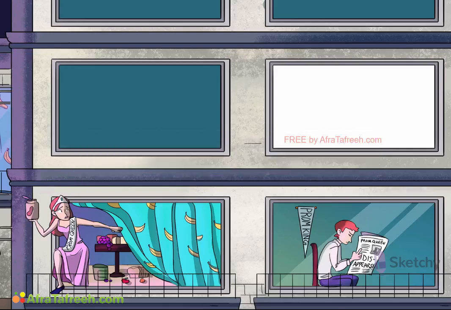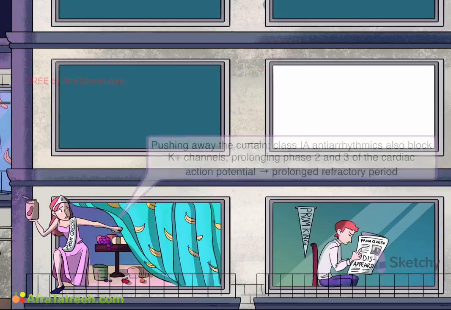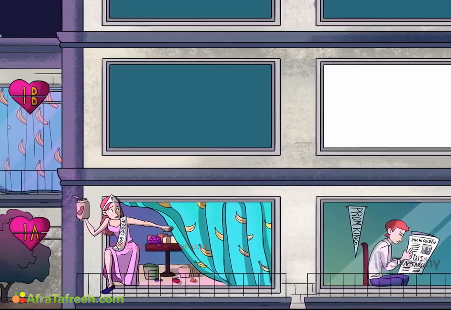Also, take another look at the curtain being lifted by the prom queen. Remember that this curtain represents the potassium current present during the plateau and repolarization phases. Well, besides blocking sodium channels, type 1A antiarrhythmic drugs also block these potassium channels, allowing the myocardium to be depolarized for longer. Just like the curtain getting pushed aside by the queen, this inhibited potassium current causes a prolongation of the action potential, which means a prolonged effective refractory period.